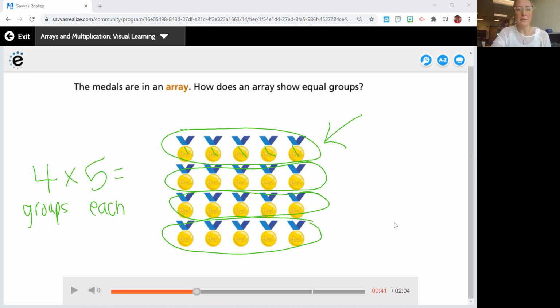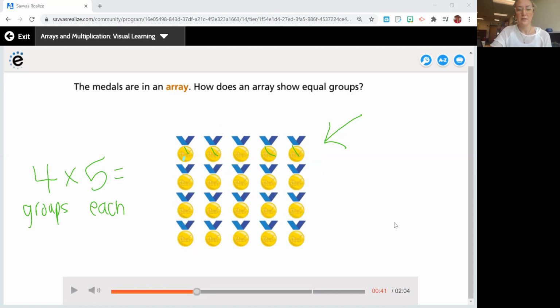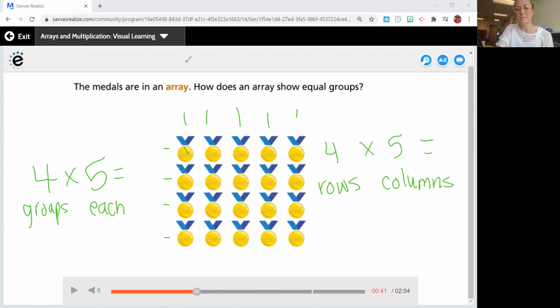The other way we can write this is by the array. There are 1, 2, 3, 4 rows. And there are 1, 2, 3, 4, 5 columns. There are 5 in each row. You can show a multiplication problem using an array or equal groups.